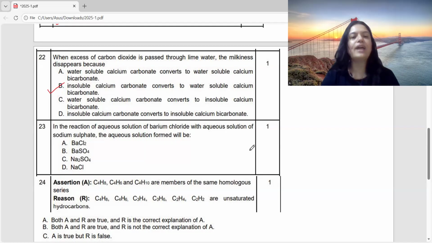In the reaction of aqueous solution of barium chloride with sodium sulfate, what will it give? Definitely it will give sodium chloride as one of the products.